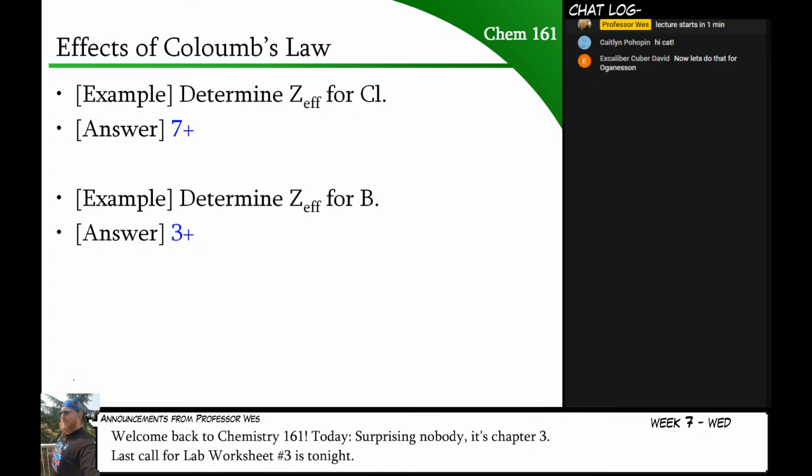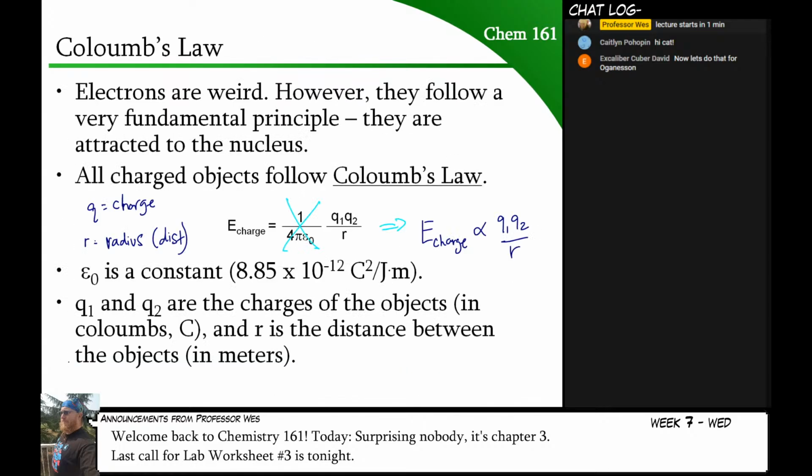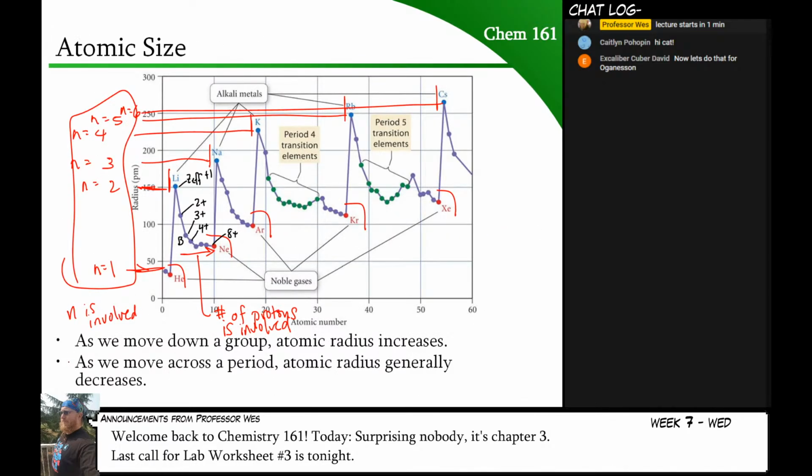Transition metals are a little weird. You usually get 2 for Z effective. Now, since we can observe this, we can calculate Z effective for anything. Now I can go back to this chart, and we can observe the trend here. As Z effective increases, size decreases.